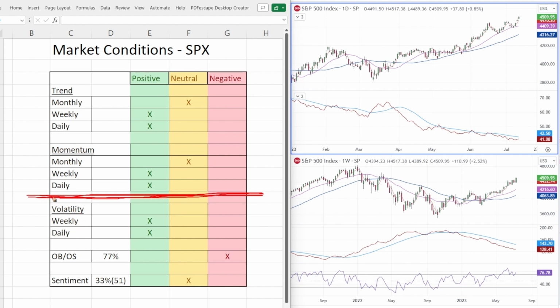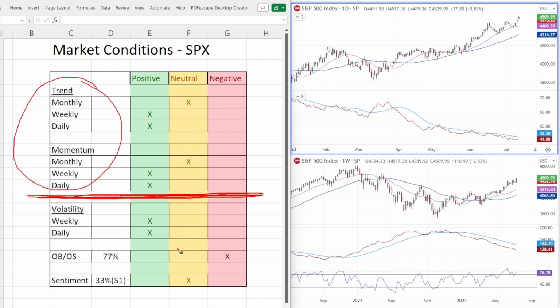The ones below this line, the volatility, the overbought, oversold, and the sentiment, what they're going to do is give us a sense of what kind of condition is out there, but they're not timing tools. They're not used that way. I use them as a backdrop to give me an idea of how strong, if we have a positive side up here, how strong can the move be?